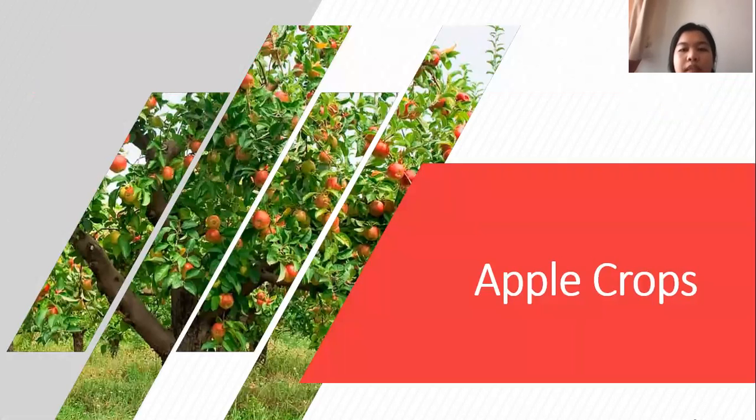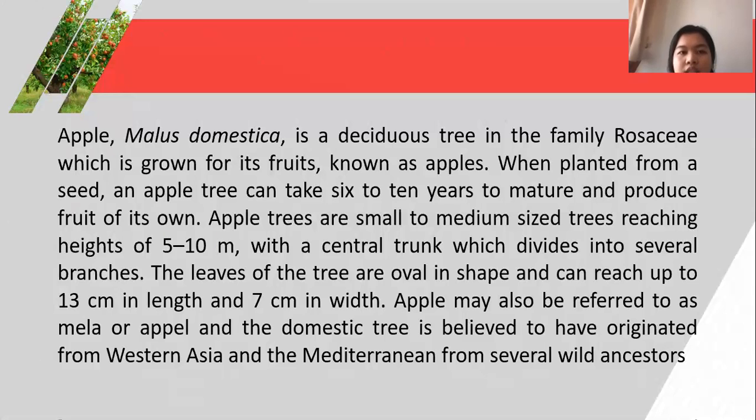The first topic is apple crops. The introduction to apple crops. The apple, or Malus domestica, is a deciduous tree in the family Rosaceae, which is grown for its fruit, known as apples. When planted from a seed, an apple tree can take 6 to 10 years to mature and produce fruit of its own.